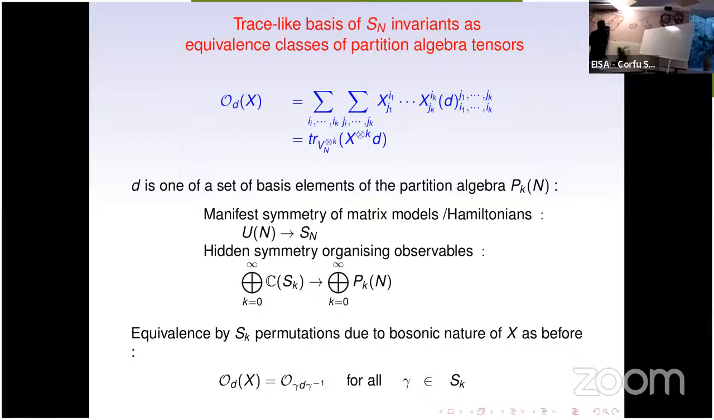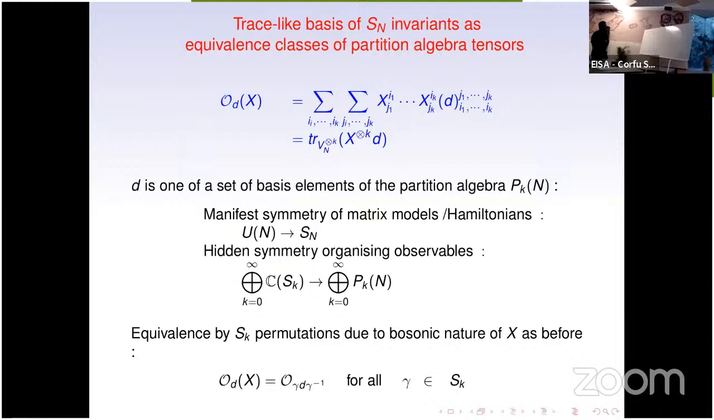So when you replace the manifest symmetry of your problem, instead of being interested in gauge invariants under UN, you're interested in gauge invariants under SN. When you replace this manifest symmetry by SN, this SK, which is related to the degrees of the different observables, is replaced by a tower of partition algebras. And this gamma equivalence I had before still holds.